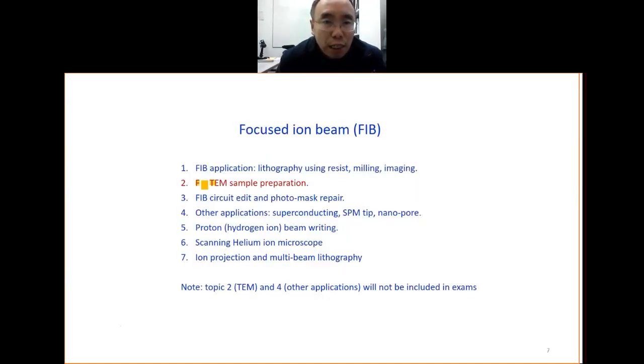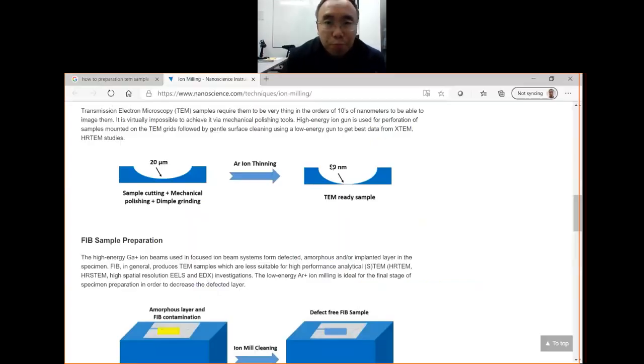So now let's look at TEM sample preparation. This one is the most important application for the focused ion beam. So how to prepare the TEM sample? It used to be very, very hard work to prepare the TEM sample. It's very tedious work. So this is the old way to prepare the TEM sample.